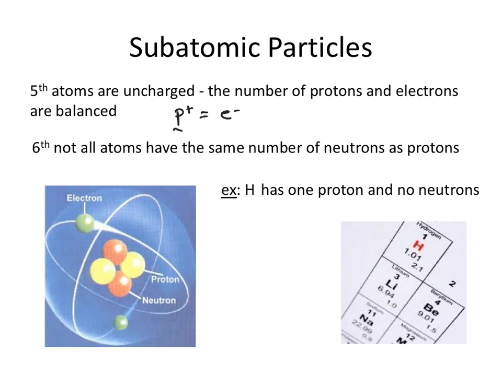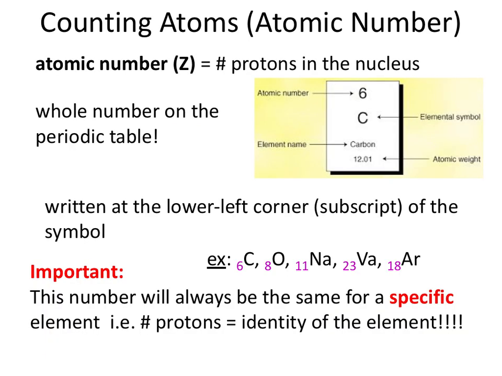Okay? And then the sixth concept we're going to look at is that not all atoms have the same number of protons and neutrons. Okay, so although for a neutral atom the electrons and protons will be equal, that's not going to be true for the neutrons and the protons. And we're going to discuss what this represents in a little bit here. So guys, we should have our periodic tables out for the next little bit.